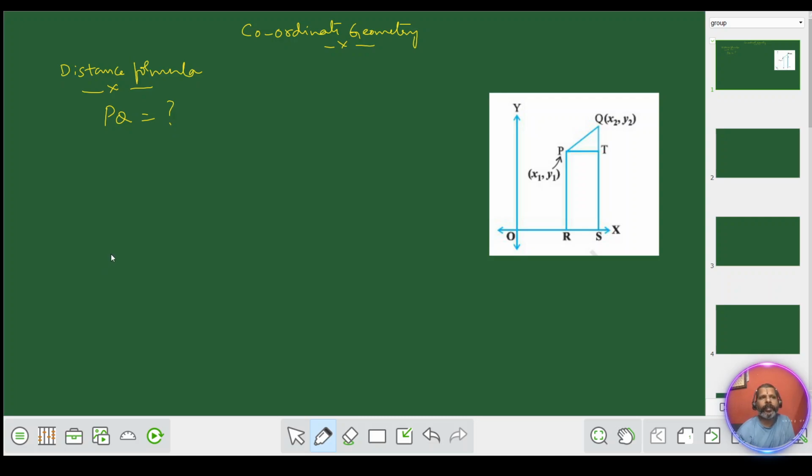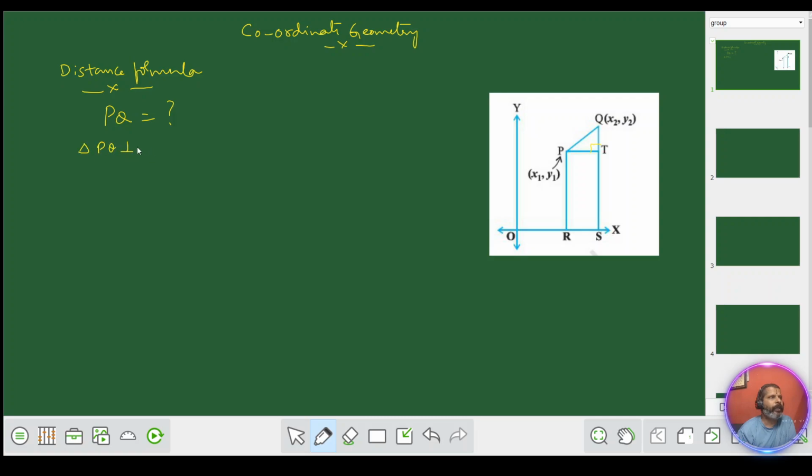P has coordinates x1, y1. Q has coordinates x2, y2. What's the distance? Okay. If you observe the triangle PQT, it is a right angle triangle at T, right? PQT is a right angle triangle at T.